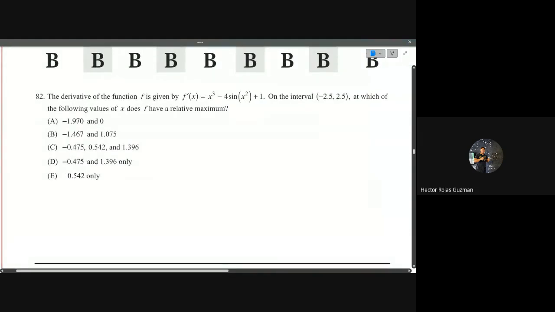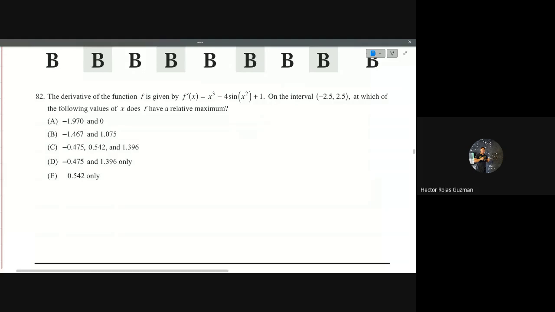The derivative of f is given. At which of the following values of x does f have a relative maximum? So I definitely need the calculator for this. What I'm going to do is graph f prime of x. So you're going to graph it in your calculator, right? And I'm just going to go ahead and make up a graph to tell you what's going to happen. Let's say the graph looks a little something like this.